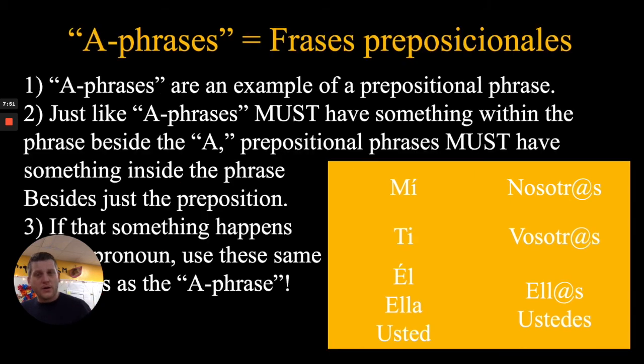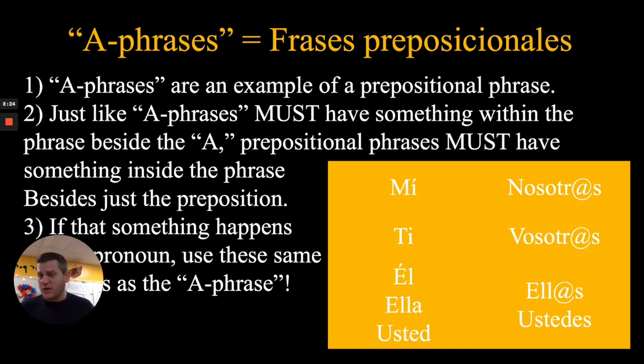Here we go. The big reveal is that a phrases and prepositional phrases, frases preposicionales, are the same thing. An a phrase is an example of a prepositional phrase. And just like a moment ago we had the a phrase, and there must be something inside of an a phrase. You just can't have a floating out there, not having something inside of it. So too must prepositional phrases have something inside the prepositional phrase.